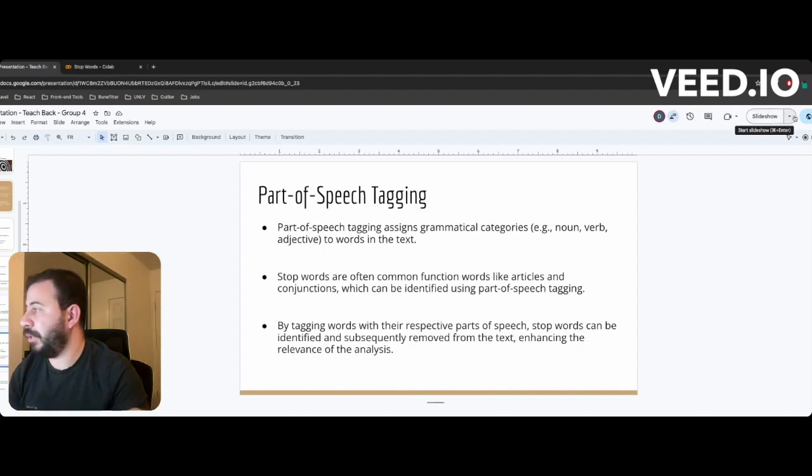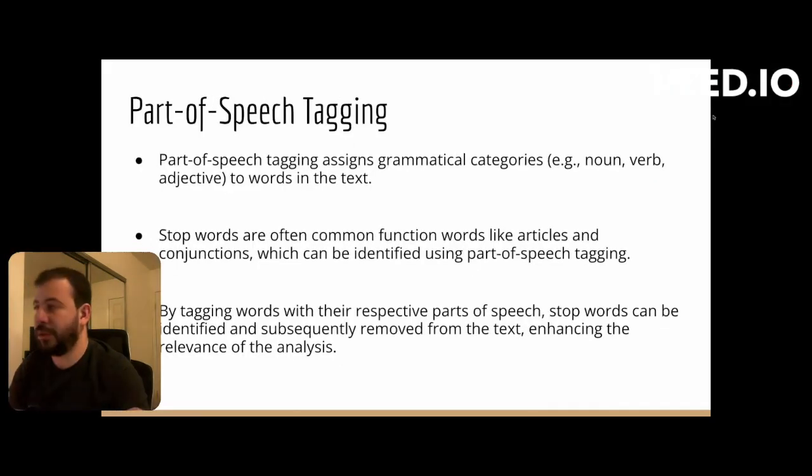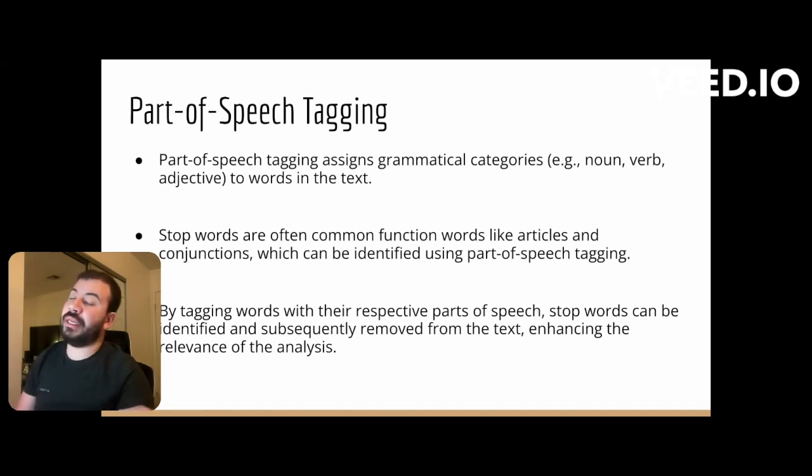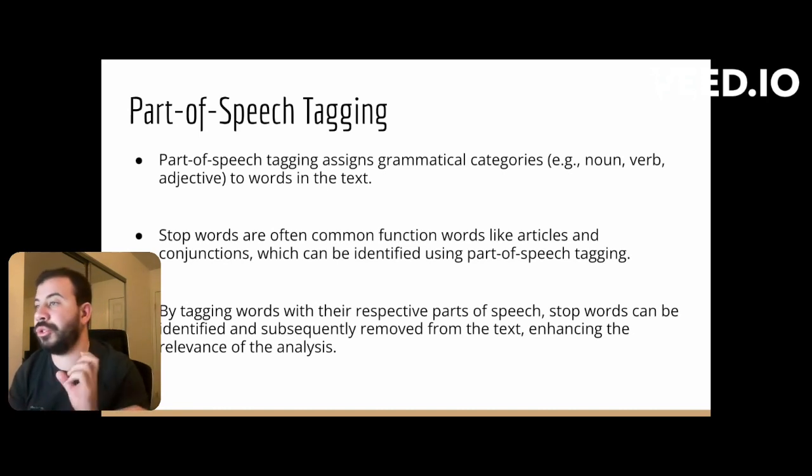Okay, so now we can talk about part of speech tagging. So part of speech tagging assigns grammatical categories, for example nouns and verbs, to words in the text. So that is a step that you do before doing the stop word removal, so you can identify which words you have in your text.